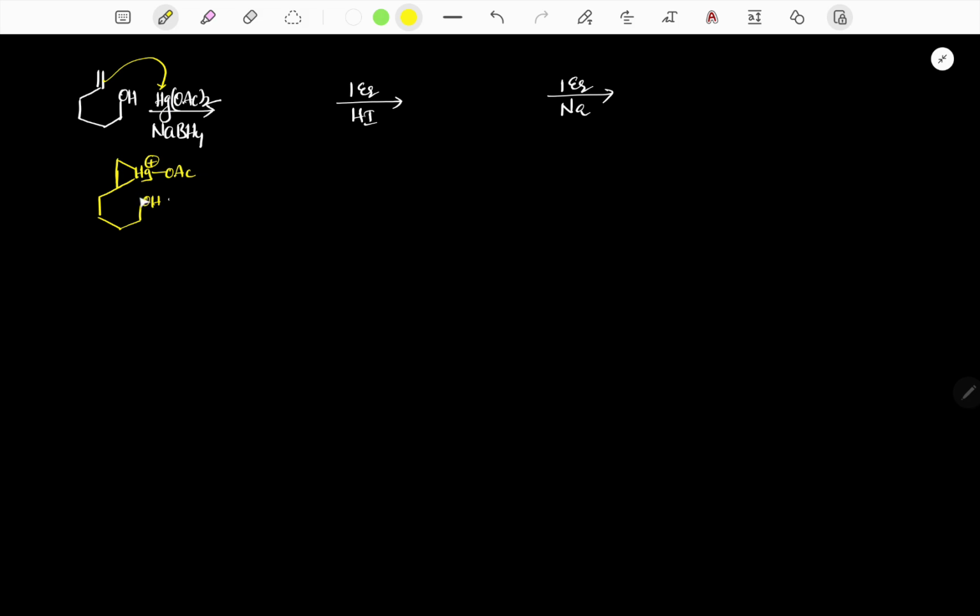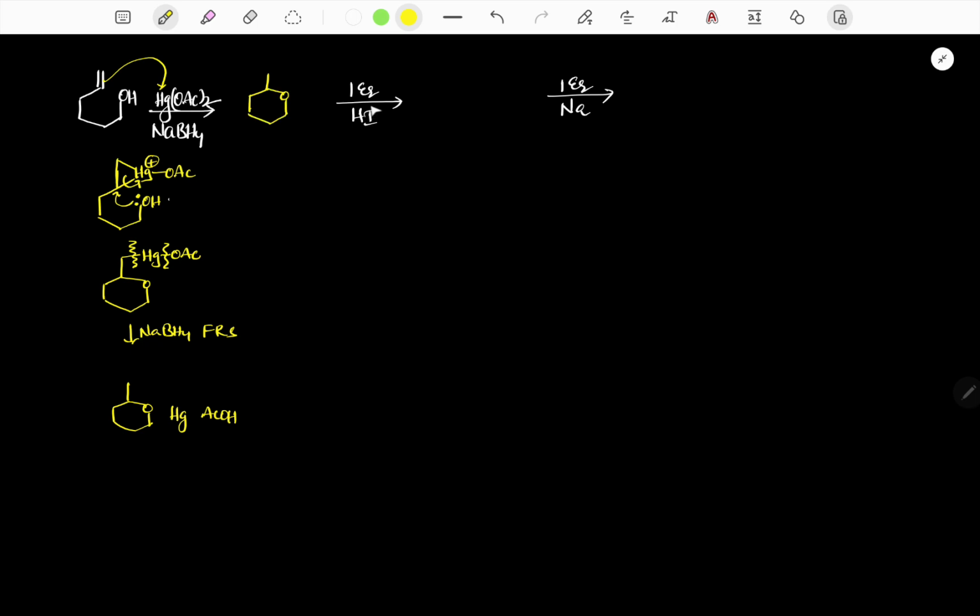It is an oxymercuration. Now intramolecular nucleophilic substitution, and finally we get the corresponding product like this. Now it undergoes free radical substitution with NaBH4, and finally we get the corresponding product like this. Here hydrogen is added, mercury and AcOH are removed. So this overall reaction is intramolecular oxymercuration-demercuration. So this is our product.